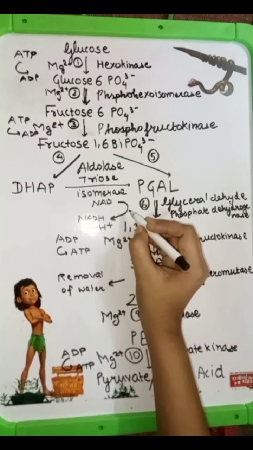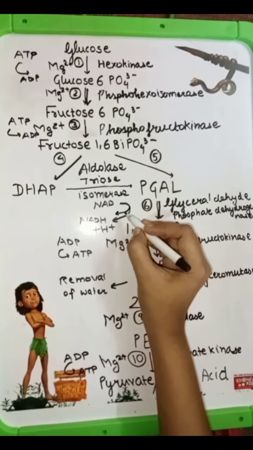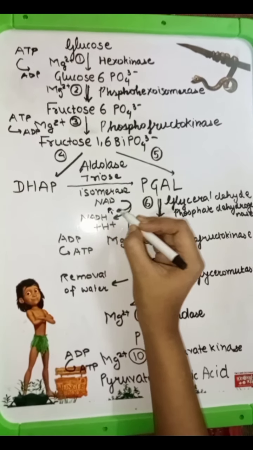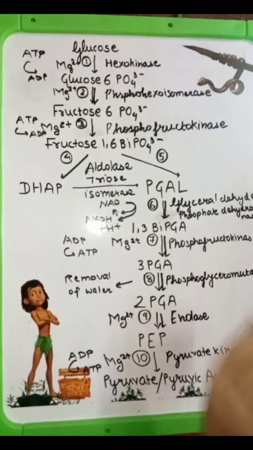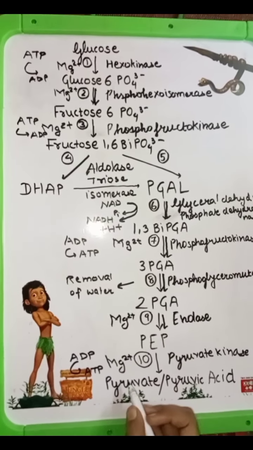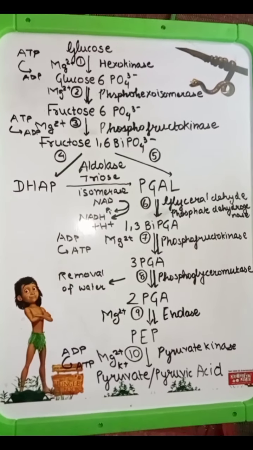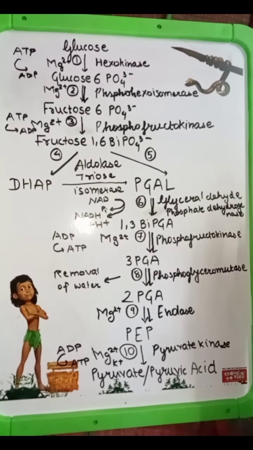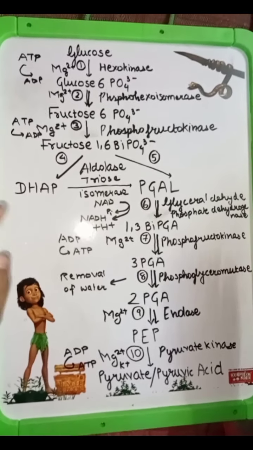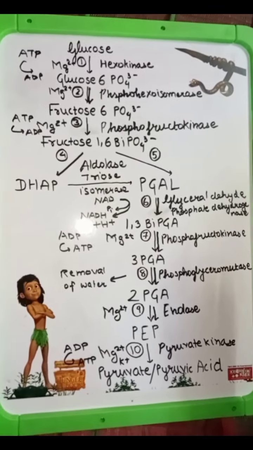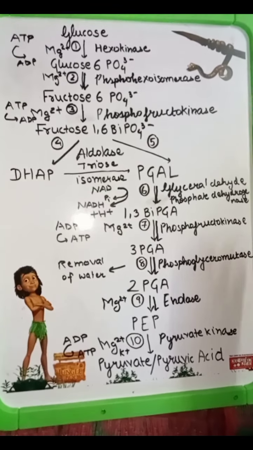In the 6th step, along with NADH plus H plus, we also get a phosphate. So here we'll mark it as phosphate. And also in the 10th step, along with magnesium, we get potassium ion. So with this, we have completed our glycolysis pathway or Embden-Meyerhof-Parnas pathway. If you write the numbers where we get the ions or where we get ATP from ADP, it will be easy for you to learn.